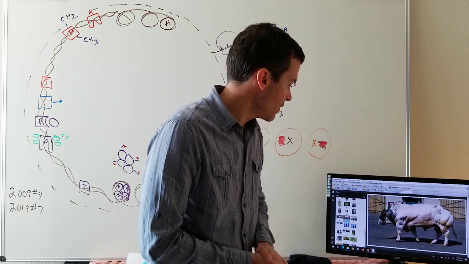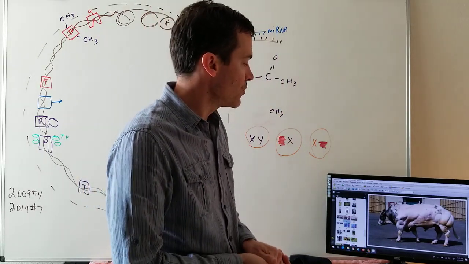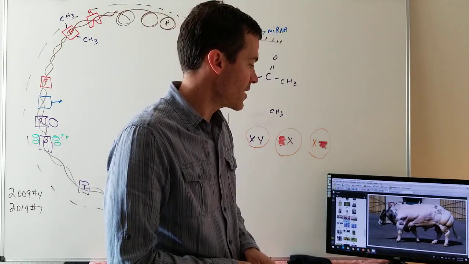This is a myostatin Belgian blue cattle, so that's a little m for myostatin.